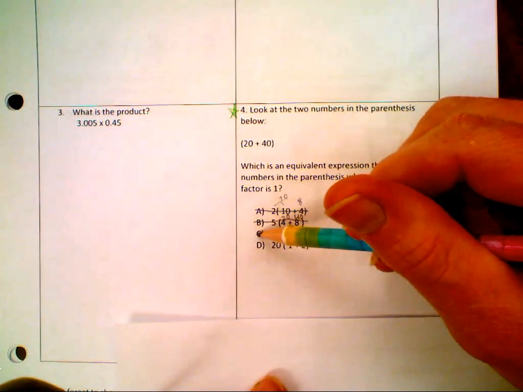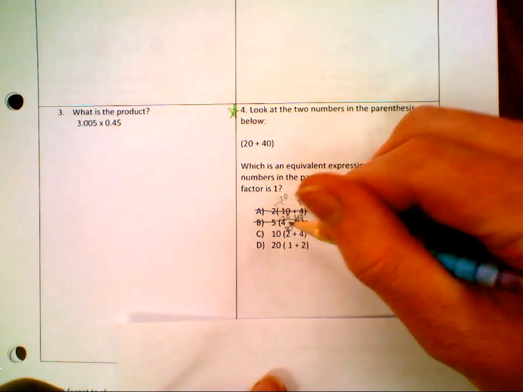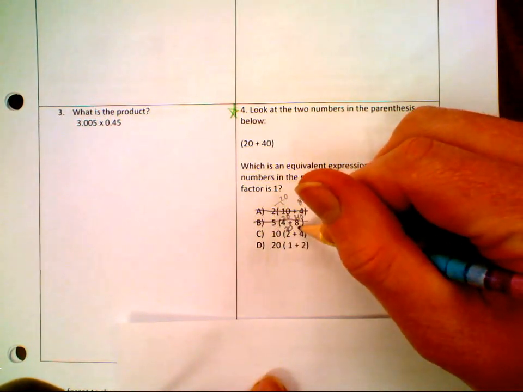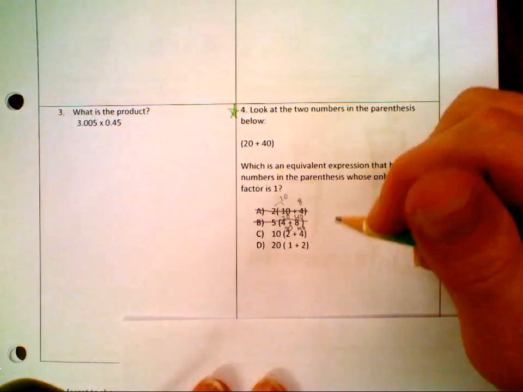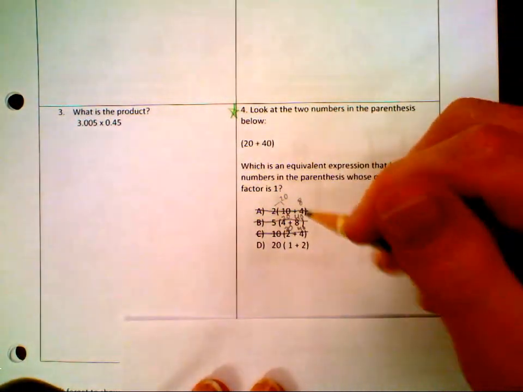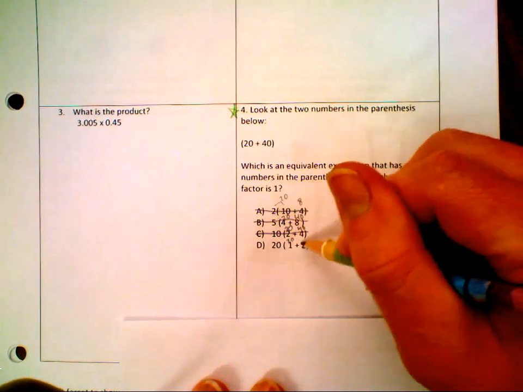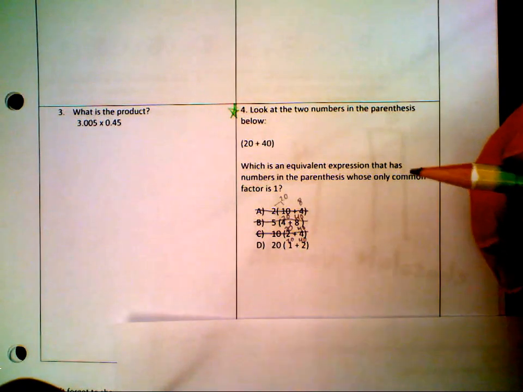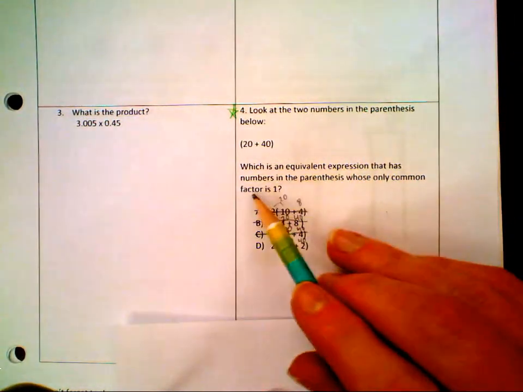Then in C, we have 2 times 10, which gives me 20, and 10 times 4 gives me 40. However, again, 2 and 4 are not relatively prime. They still have common factors. So I can cross that off. That finally leaves me with this. With D, 20 times 1 gives me 20. 20 times 2 gives me 40. These numbers are relatively prime. 1 and 2 have only a common factor of 1, as it says here.